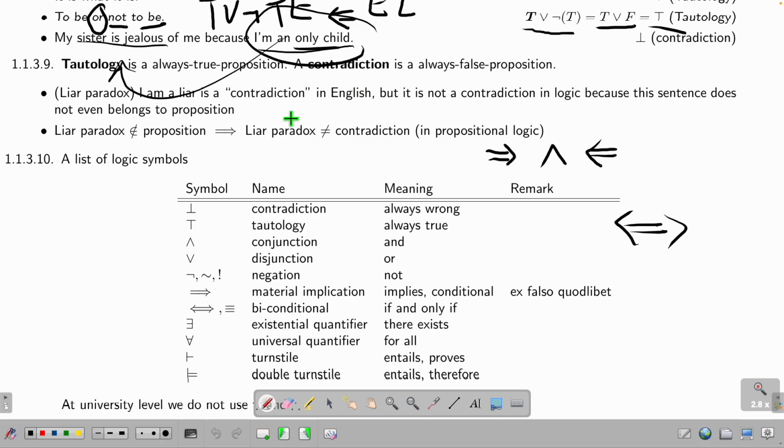In the English word, we will say the liar paradox is a contradiction, meaning that this sentence has some error. But in logic, this is not even a proposition. This means it does not belong to, we will learn it in set theory. If the liar paradox does not even belong to propositions, we don't even say it is a contradiction in the logic sense. We just say it's something else. It's not a proposition, so we don't talk about it.